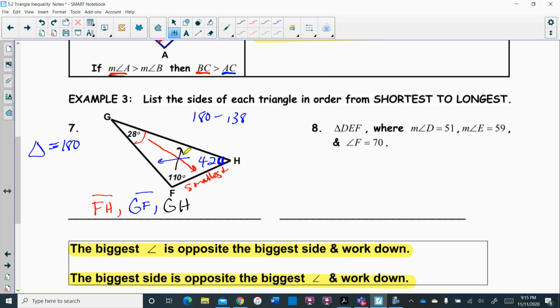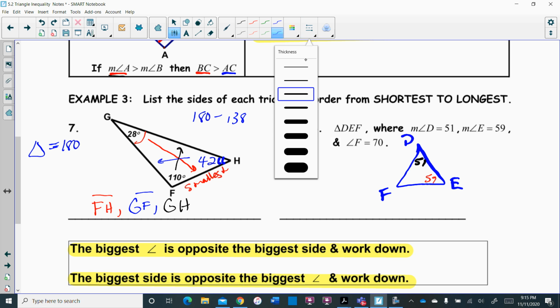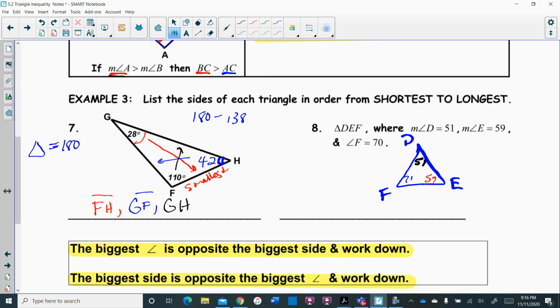look opposite. So just like you did on example 6, if you don't have a diagram, you need to draw one and label it. So we're going to have triangle DEF. It doesn't have to be to scale. Angle D is going to be 51, angle E is going to be 59, and angle F is going to be 70. So they want us to list the sides from shortest to longest.